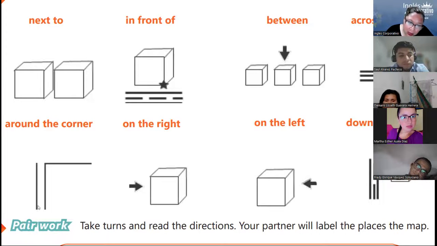Entonces, around the corner significa que usted va caminando aquí por la calle o por la acera, ¿sí? Puede ser driving or walking, ¿verdad? Walk around the corner. Luego tenemos on the right. On the left. Y luego tenemos down the street. Down the street. Or up the street, teacher. Or up the street, exactly.